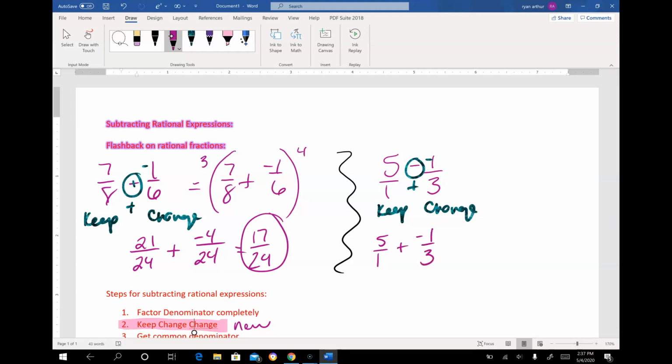Now we got to get them to look alike. So 3 can't go into 1, but 1 can go into 3. So we multiply this side by 3. We don't have to do anything to the right hand side, so we're going to have 15 over 3 plus negative 1 over 3. So 15 minus 1 is going to be 14 over 3 as your answer. Okay, so we're going to do the same thing except with rational expressions.